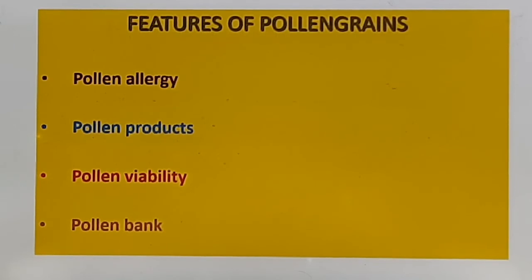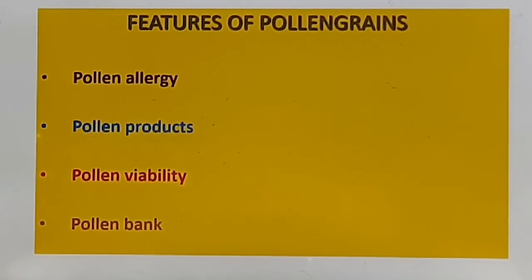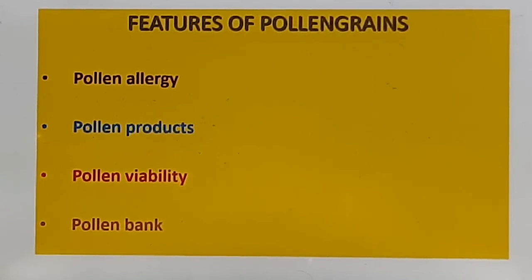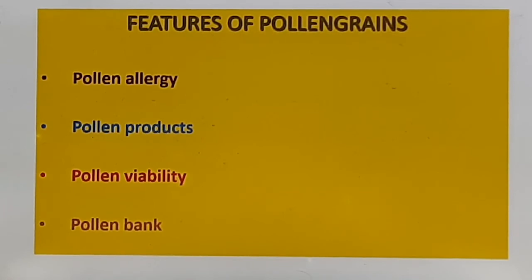Next feature of the pollen grain is pollen viability. Pollen viability is the period for which pollen grains remain functional. In some cereals like rice and wheat, pollen grains remain viable for only 30 minutes. In some members of families like Rosaceae, Leguminosae and Solanaceae, pollen grains remain viable for some months.